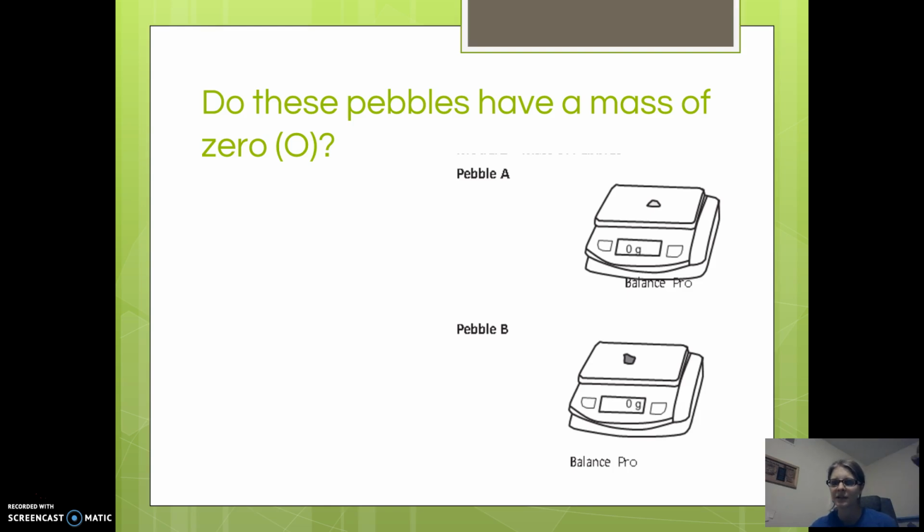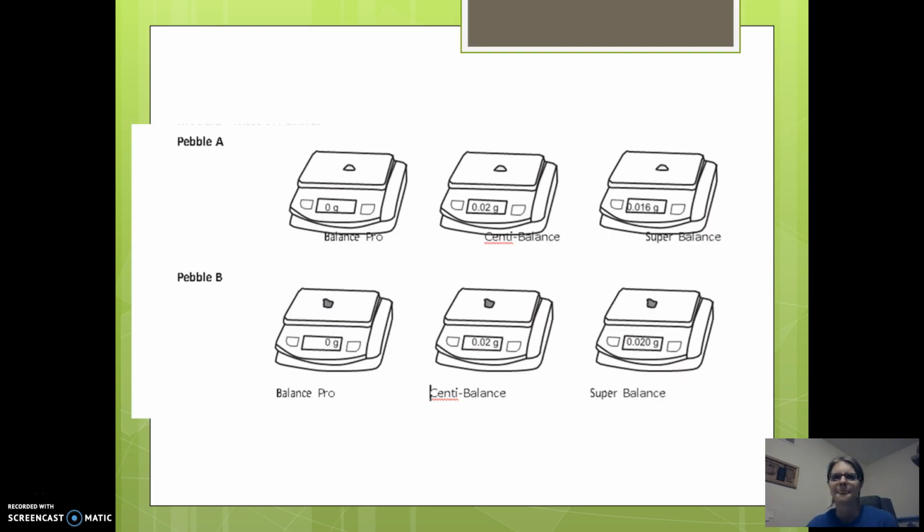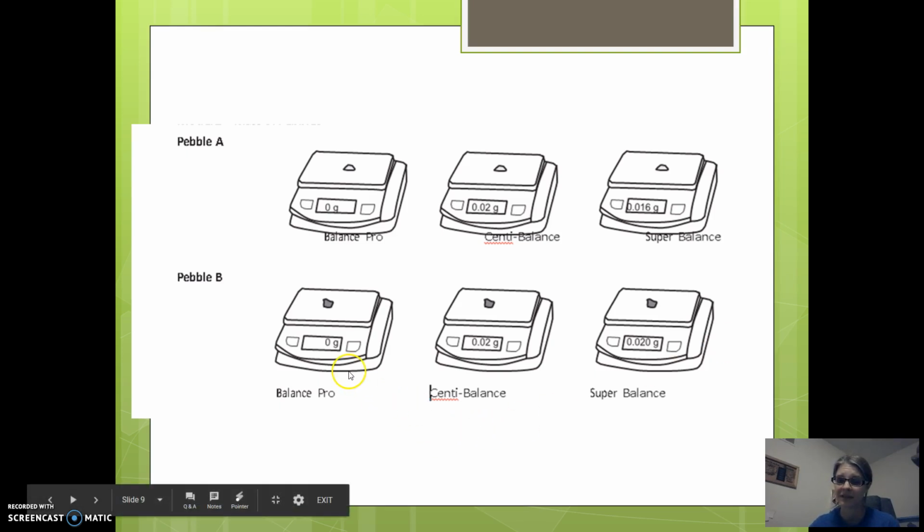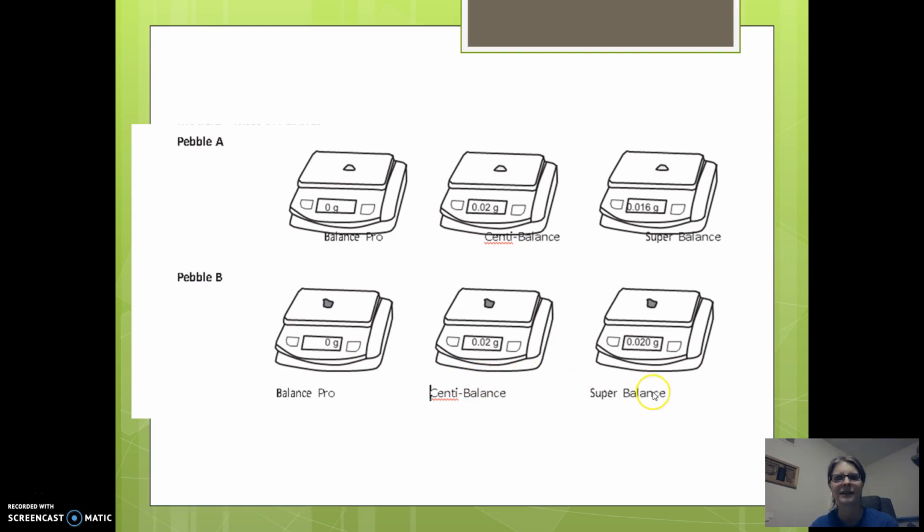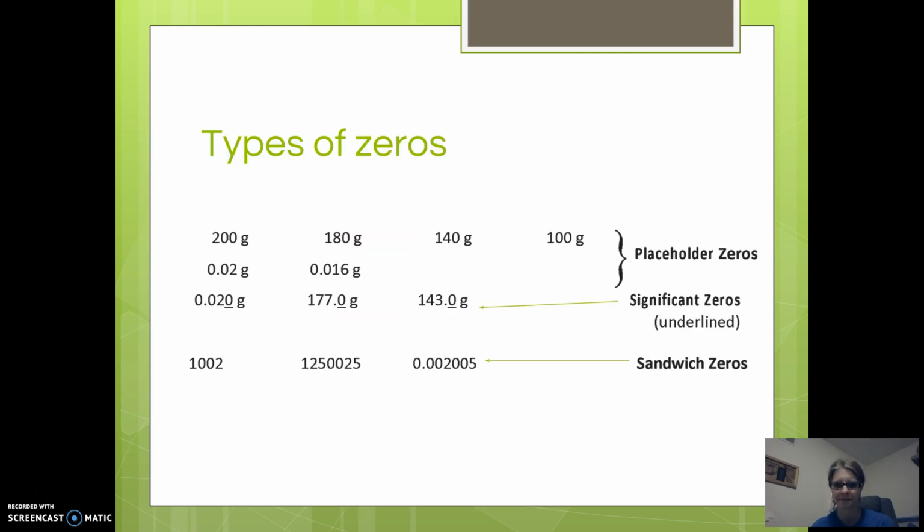In fact, if you look at these two right here, there's two rocks on there and they both have a mass of 0. Is it really 0? No, we just don't have enough Sig Figs to show what the mass of the actual pebble really is. So if you actually put pebble A and B on there, you can see the balance pro still doesn't have enough Sig Figs until you get to the centi balance, and then you still think it's the same size until you finally get to the super balance, and you can see by Sig Figs we finally know which one is different in their mass. So Sig Figs are really important, and how many you have can tell how precise you are.